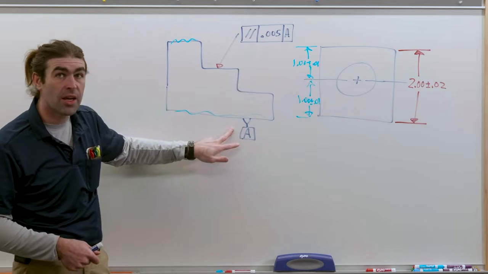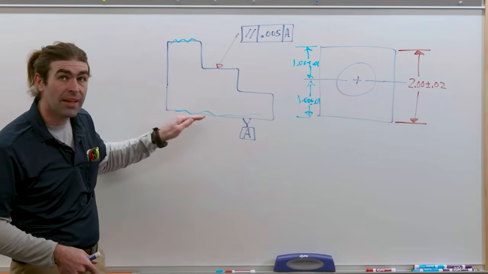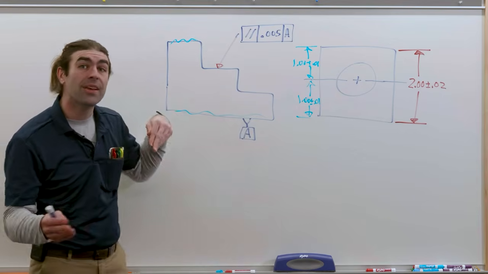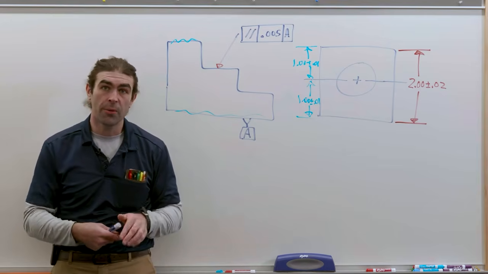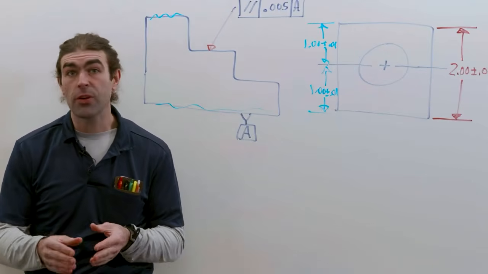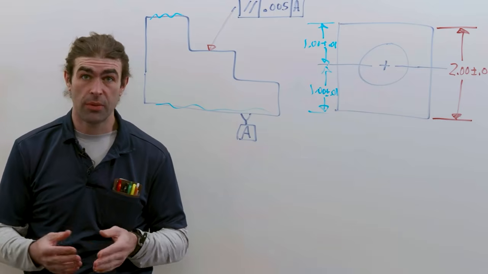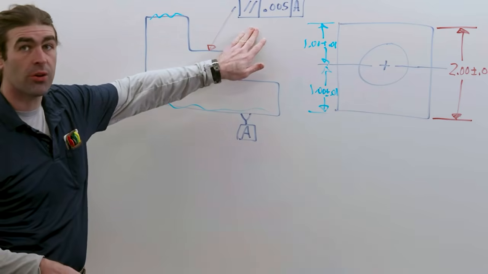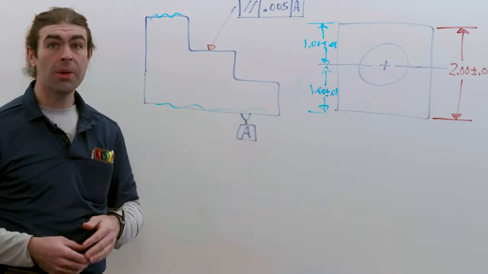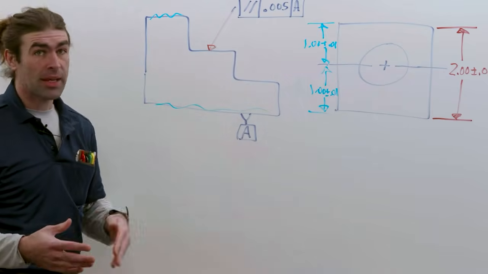We're going to write our datum feature symbol down here, connect it to the bottom surface. So now it's explicit what the drawing requirements are. Okay? So next up, let's talk about feature control frames. Now I've replaced the note on this drawing with a feature control frame that accomplishes the same thing.